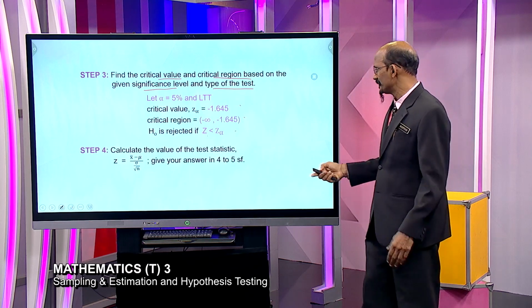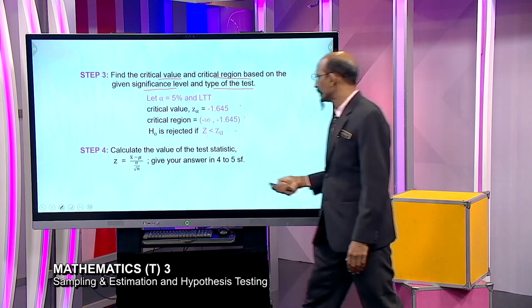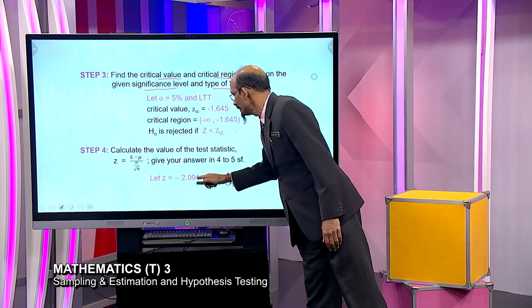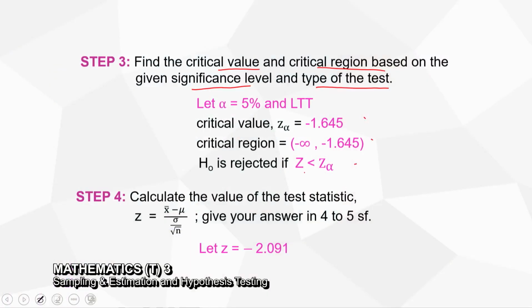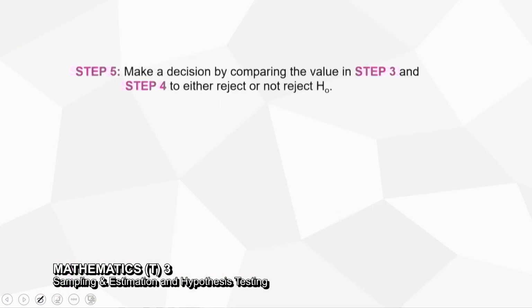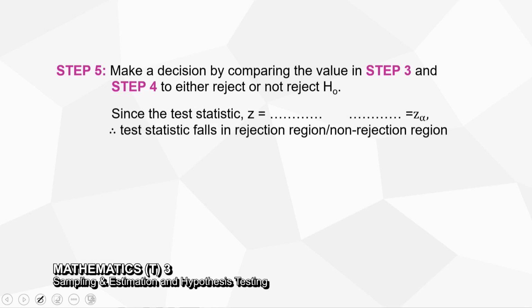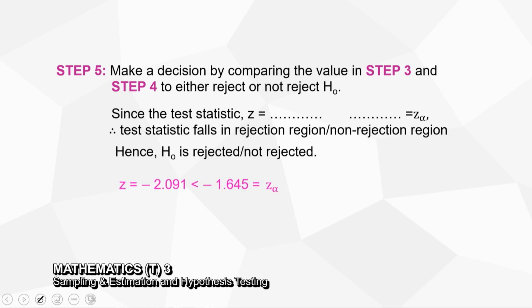This is very simple, just apply the formula. Let's say I assume that my test statistic is negative 2.091. So in step 5, we will make a decision based on step 3 and step 4. When doing the decision, if you notice, we have a 3 layer statement. What are the 3 layer statement?